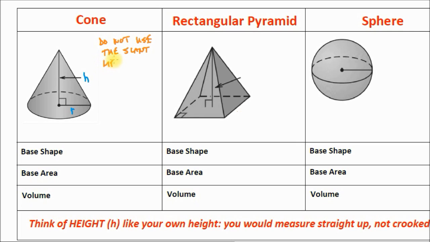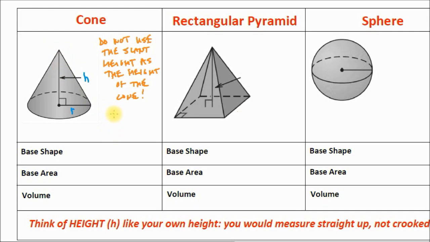as the height of the cone. Do not use the slant height as the height of the cone. If they gave you this dimension, you cannot use that as the height. The height is the distance from the base to the top of the cone, or the apex of the cone.